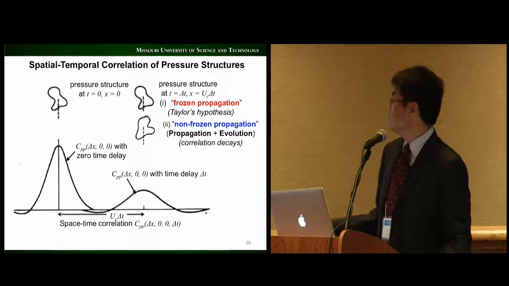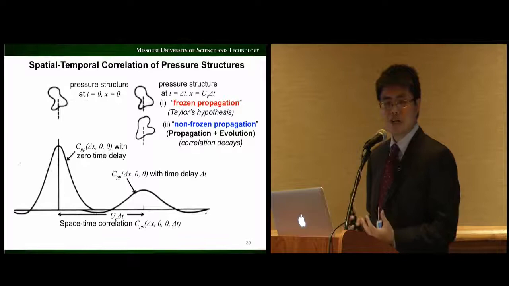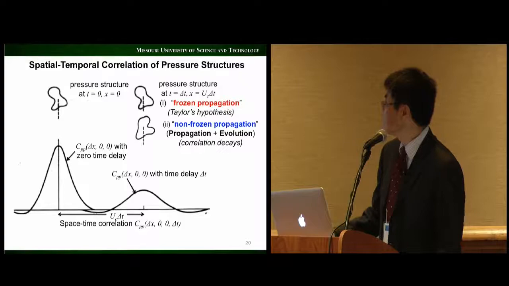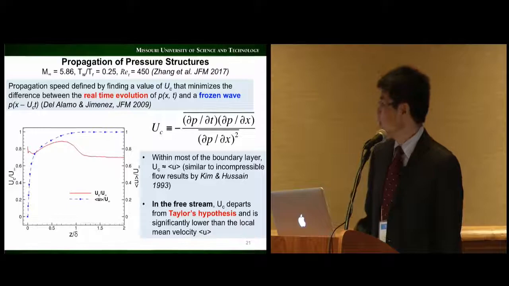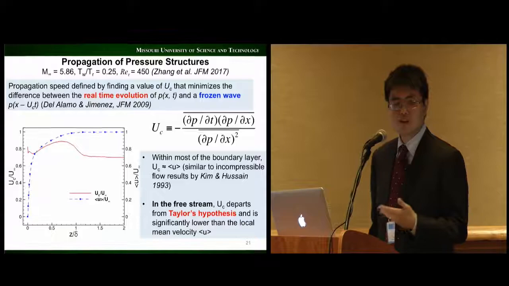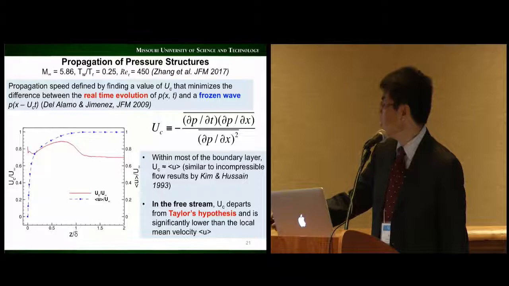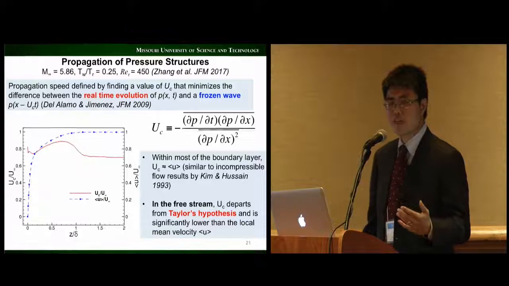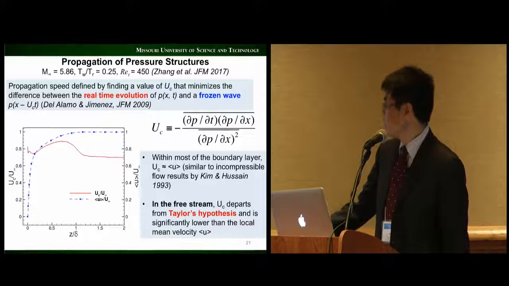We can also look at the space-time correlation. How does a particular pressure structure evolve or propagate within the domain? This shows you the propagation effect as a function of wall normal distance. You can see that within the boundary layer, the pressure structure propagates with a speed similar to the local velocity. Once you get to the free stream, there's a huge decrease. In the free stream, the pressure propagates with a slower speed than the free stream velocity, so Taylor's hypothesis is not accurate in the free stream.